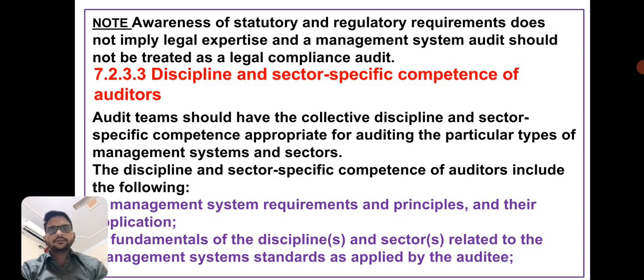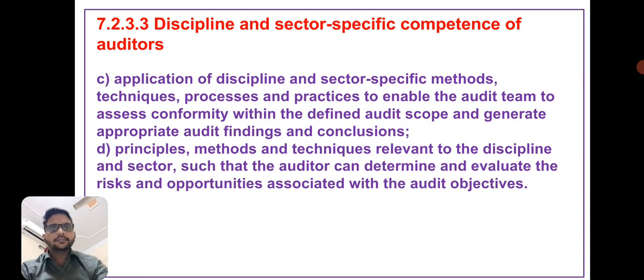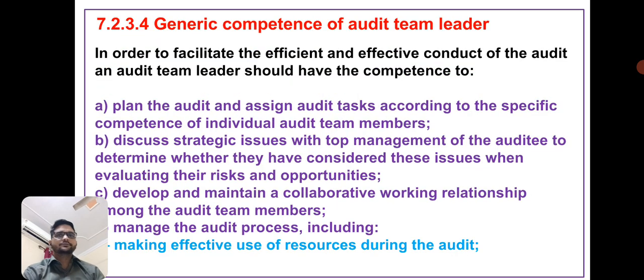These are the requirements. First, the audit team should have the collective discipline and sector specific competency, that is management system requirements and principles, and applicable fundamentals of the disciplines and sector related to the management system standard applied by the auditee. And next is application of discipline and sector specific method, technique, process, practices. Next is 7.2.3.4, that is generic competency of audit team leader.